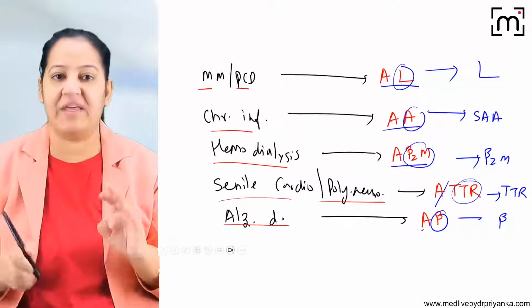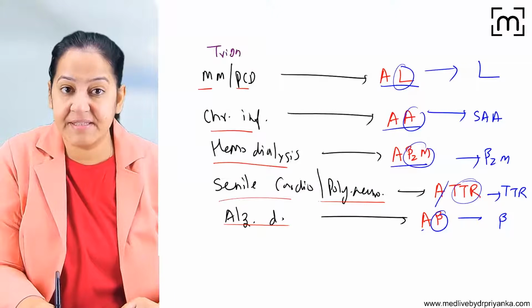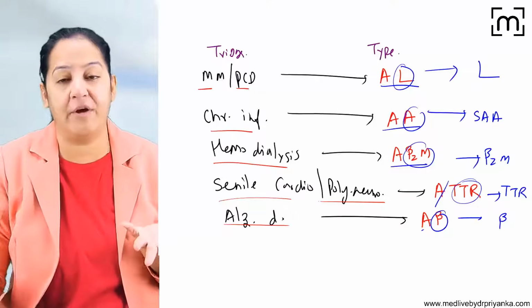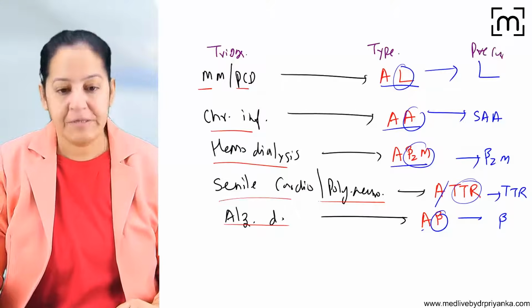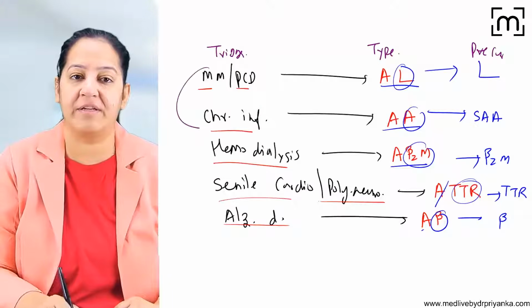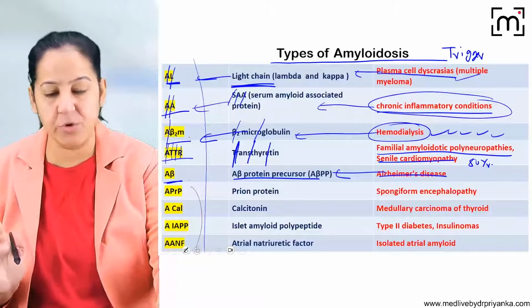So you have to tell me 3 things. Number 1, the trigger, the various diseases in which amyloid is seen. Then the type of amyloid, and then the precursor from which it is formed. So this 5 you have to learn at the tip of your tongue, out of which these 2 I will explain in detail. Apart from that, we have 4 more types of amyloid that you have to just learn the names. Don't go into the detail.